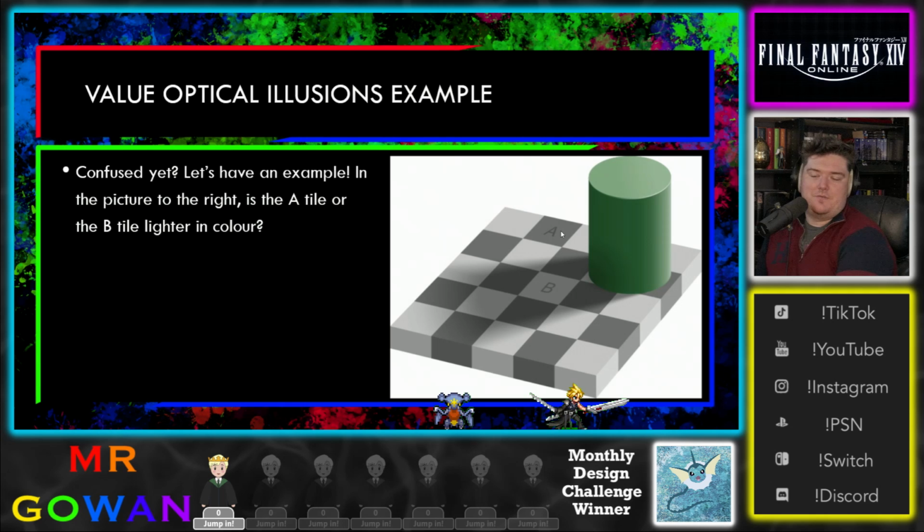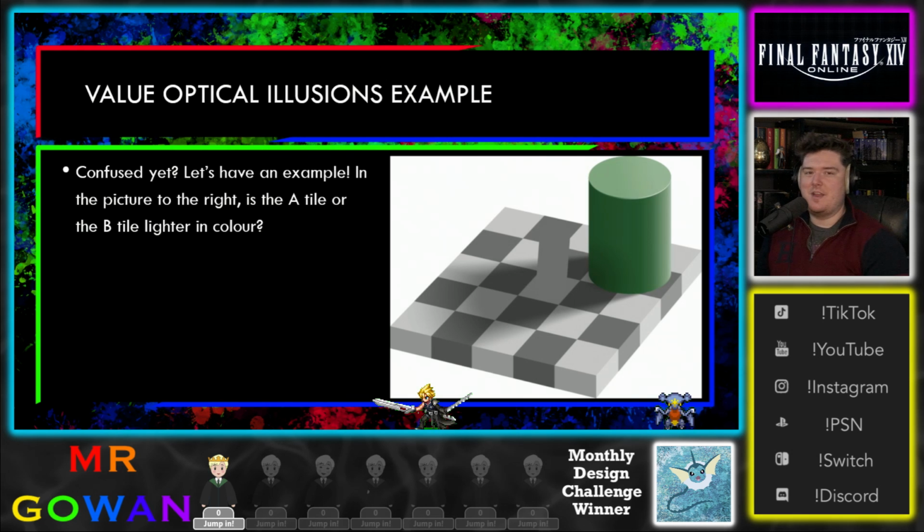And you've guessed so far that A will be the lighter color, which is a fair guess because we're doing optical illusions here, right? The idea is that it's going to be something weird. So here's your answer. They're actually identical. They're the exact same color.